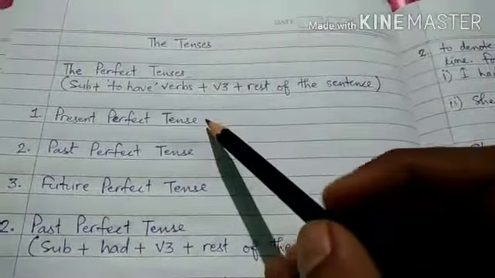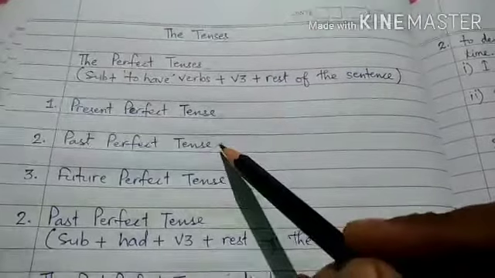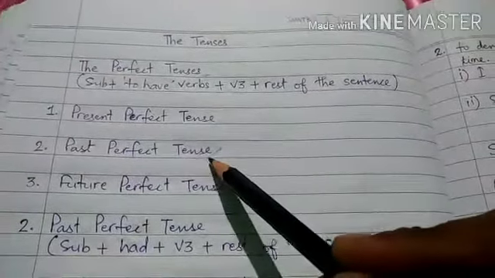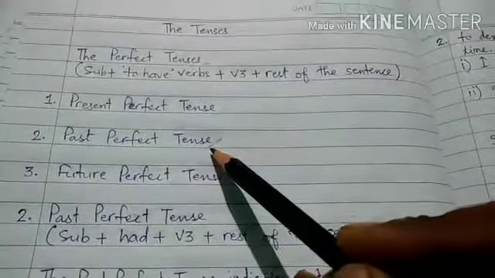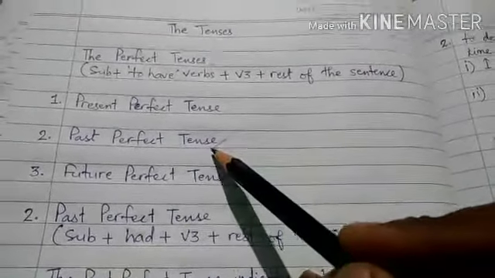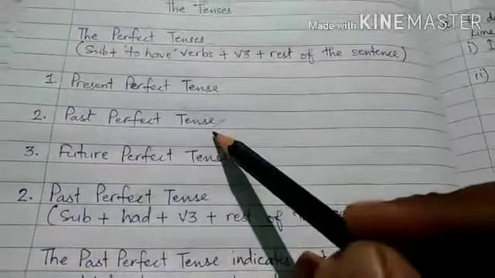So in today's video also we will continue our discussion with the perfect tenses, in which we will study the past perfect tense. We will learn to write or frame different forms of sentences in the past perfect tense, like affirmative, negative and interrogative, both negative and positive.